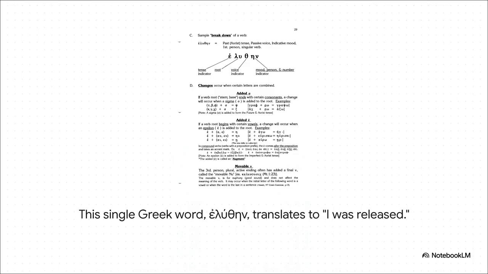Okay, let's just dive right in with our main mystery. Take a look at this word right here, elethin. Now, to get that same idea across in English, you need 3 separate words. I was released. It tells us who something happened to, what that something was, and that it already happened.